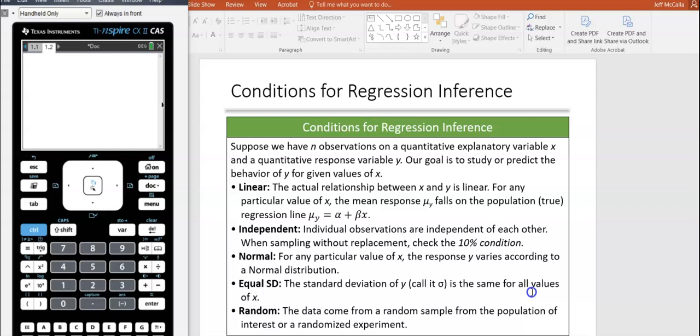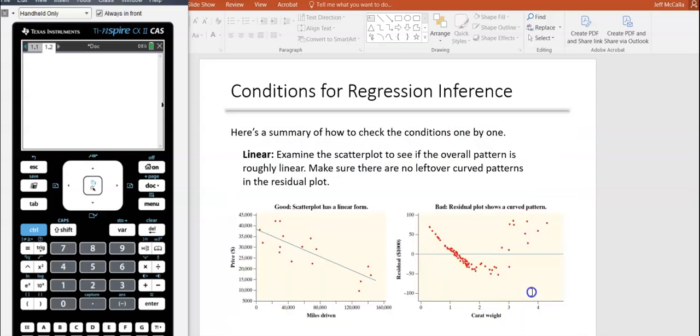Equal standard deviations. I need to show this with a picture in a minute, but all the values are kind of equally above and below the line on the residual plot. The data comes from a simple random sample. So again, it's always true: if you want to make inferences about this, you pretty much need a random sample or random assignment in an experiment.